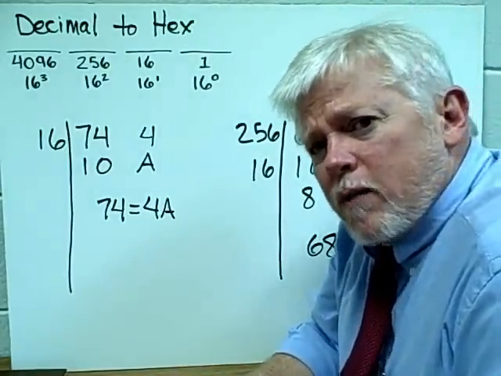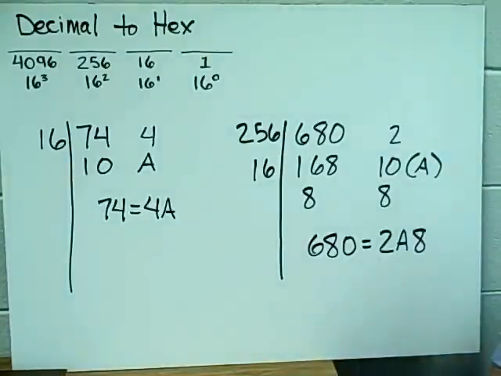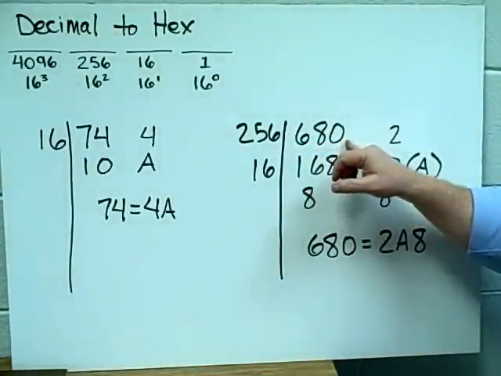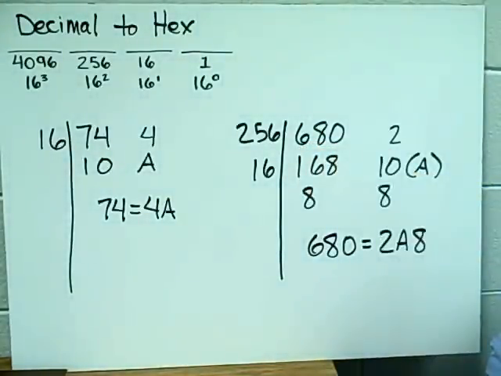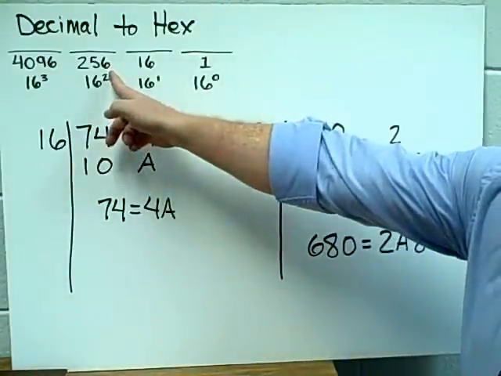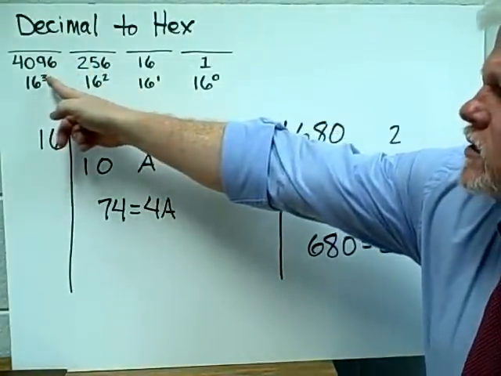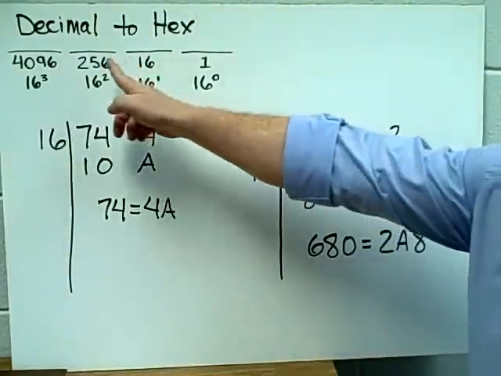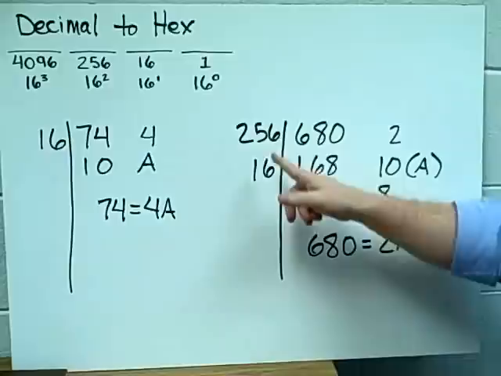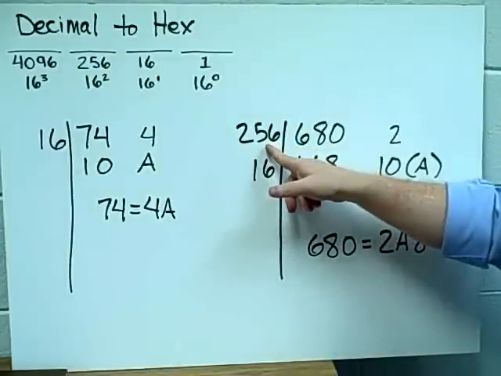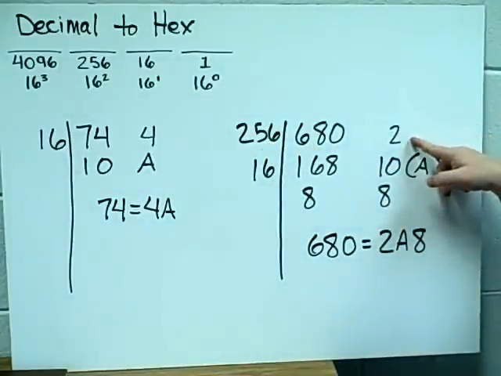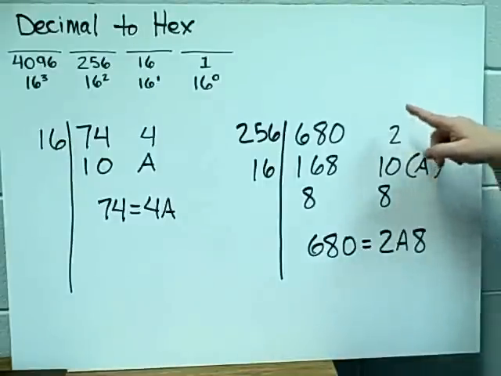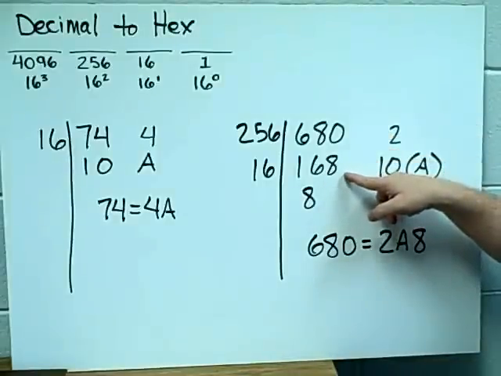Now let's take one that's a little more complicated. Let's look at the number 680. Well, we know right from the start that this is going to be a 3-digit number because it is more than 256 but less than 4,096. So we'll be working with 3 digits. The first thing we'll do then, for my third digit, 256, we'll divide 680 by 256. It'll go in 2 times. 2 times 256 is 512. When you do the subtraction, you end up with a remainder of 168.